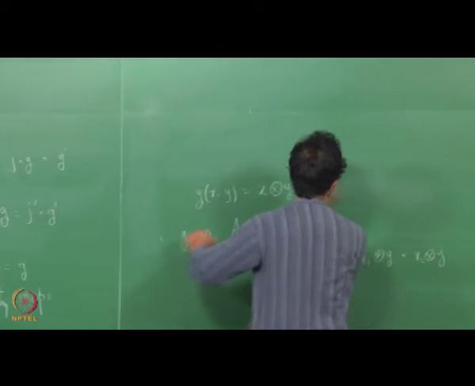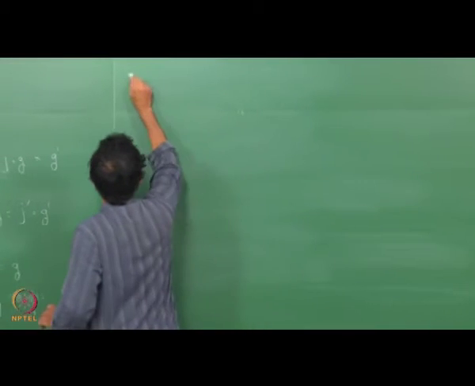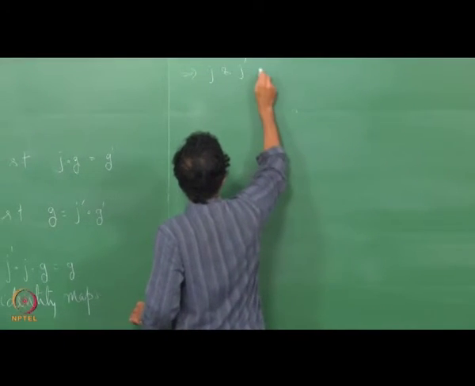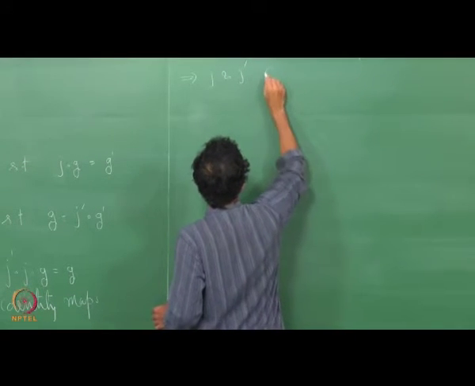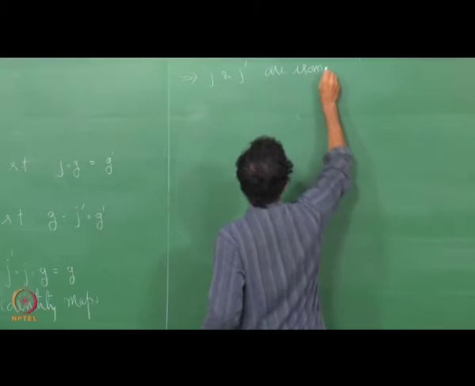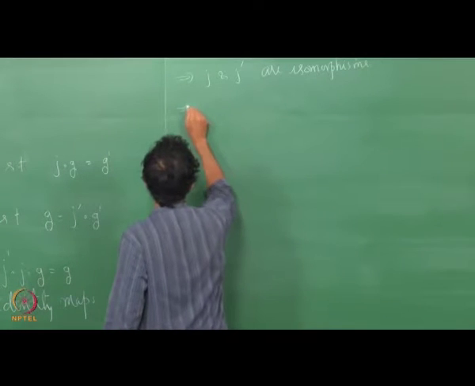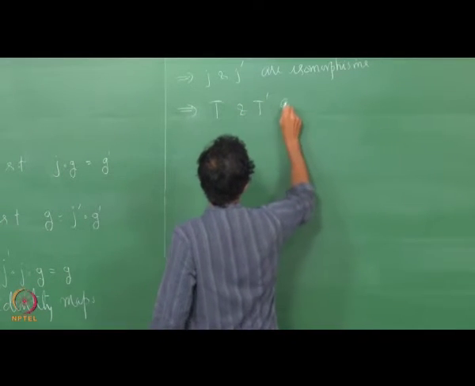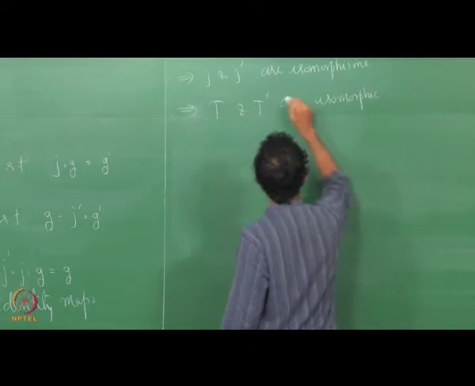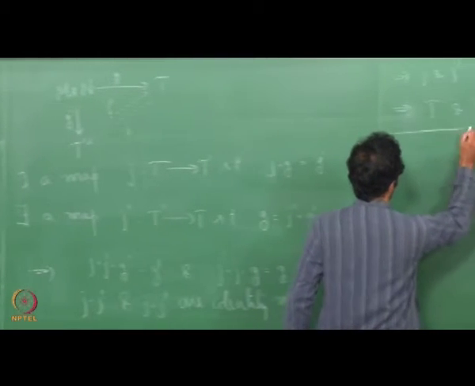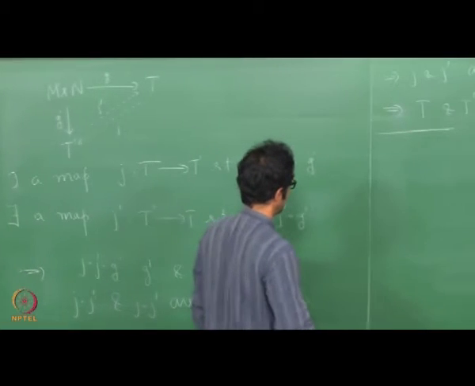Which means J and J prime are isomorphisms. J is an isomorphism and J prime is the inverse of that, which means T and T prime are isomorphic. Okay. So, therefore, let us write down what we have proved so far.